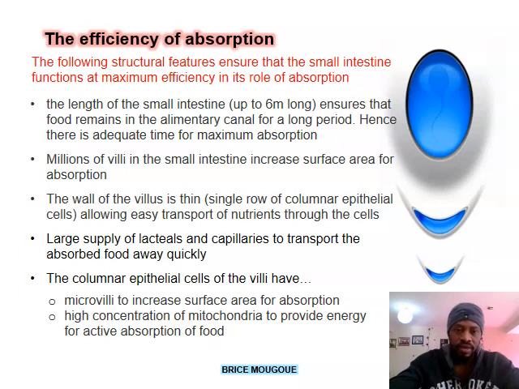And our first point here, we're looking at the length of the small intestine itself. The small intestine is not short, it is actually very long. In human adults, it can reach lengths of up to 6 meters. That's quite long, longer than any human being. Now, what is the purpose of having that kind of length? It ensures that the food will remain for a long period of time in the alimentary canal. This is to allow enough time for absorption to take place.